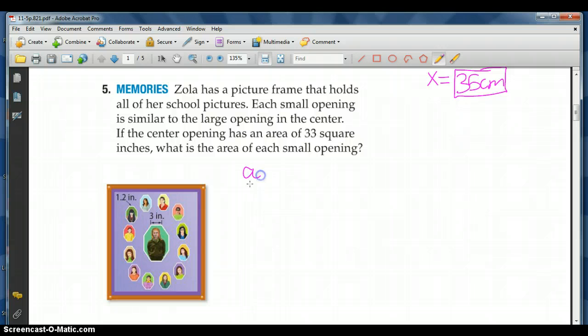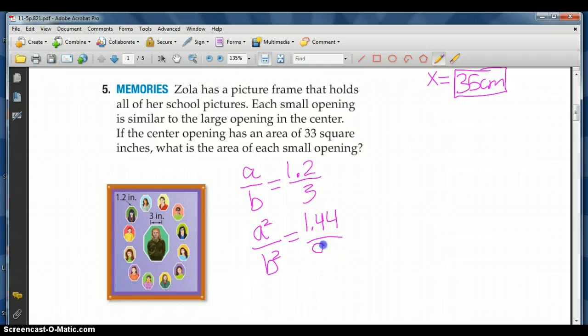So our A to B ratio, we have corresponding lengths here of 1.2 and 3. So ratio of areas will be in an A squared to B squared ratio. So 1.2 squared would give us 1.44, and 3 squared gives us 9. So now that we have the ratio of areas, then we can set up a proportion and solve for our missing area.